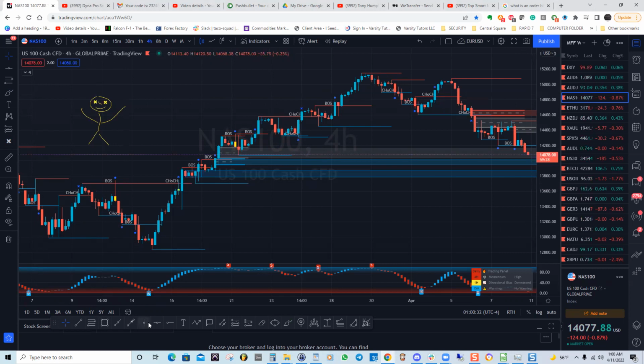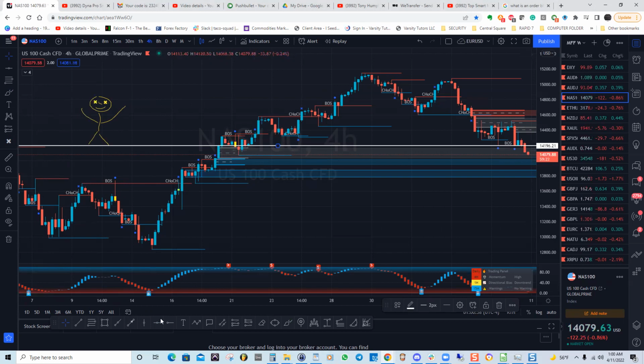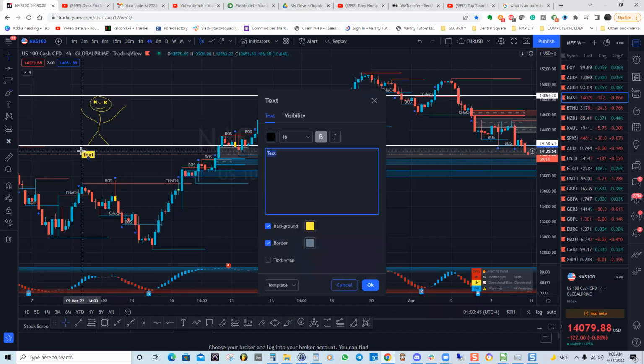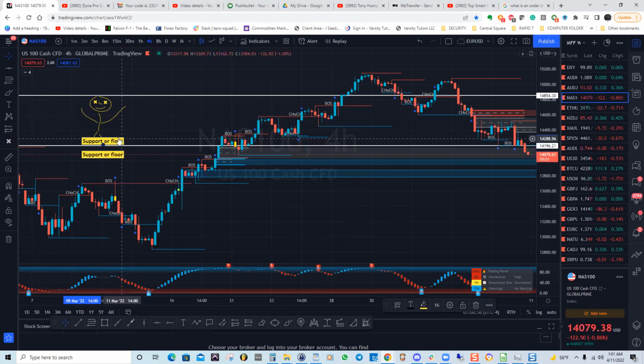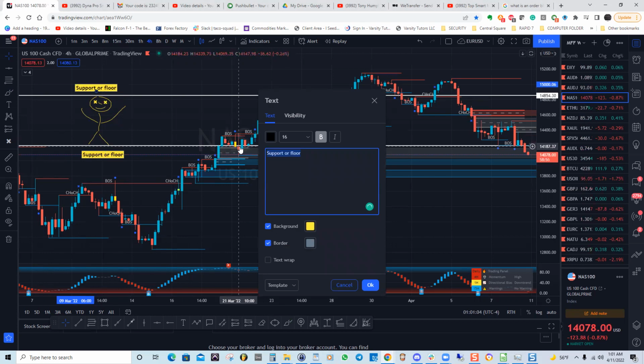This is the floor here, right? There's a little floor he's sitting on, and this is a little ceiling up here. It's kind of tight right there, right? So I can come in here and put support, or floor. This is the floor he's on, because he's standing on the support. Or he's going to look in the sky and he's going to see resistance, or ceiling.